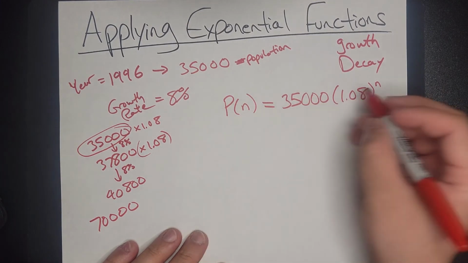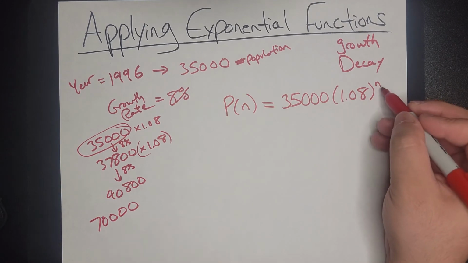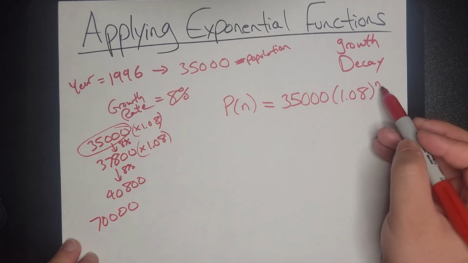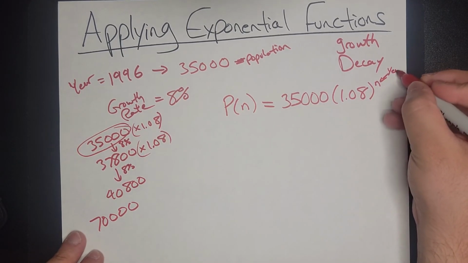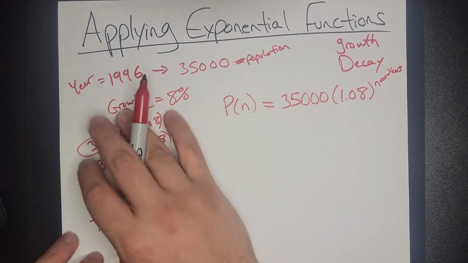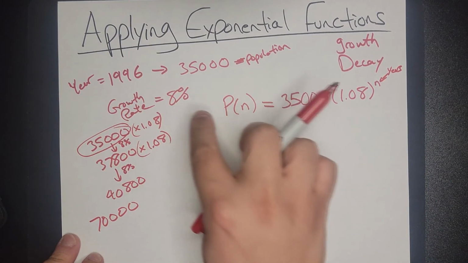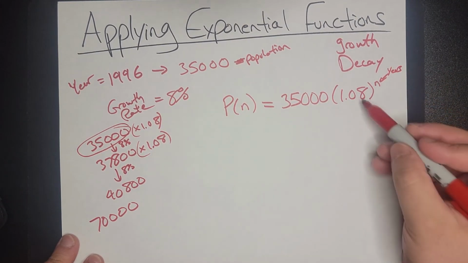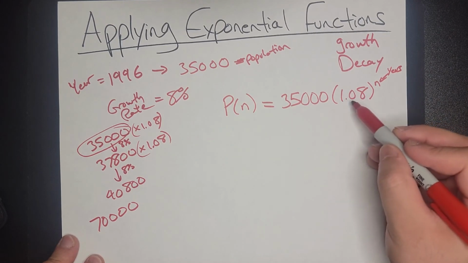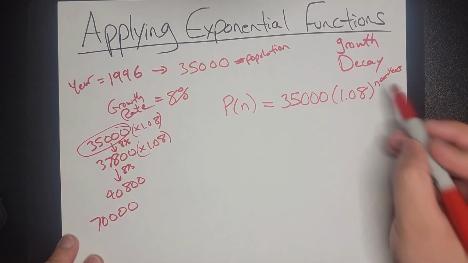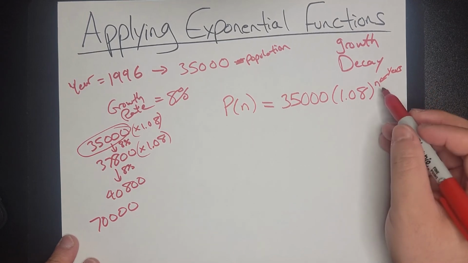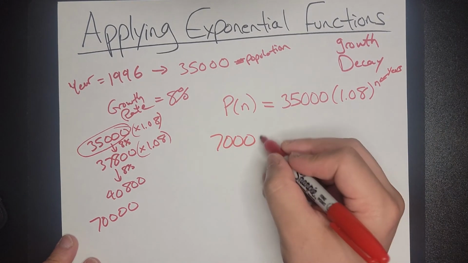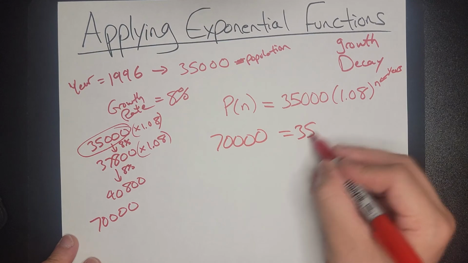That's why in this formula we have n. That's the number of times we have to multiply by 1.08, which in fact means years in this problem, because we started in 1996 and then every year we multiply by 8%. How many years is it going to take if each year is 8%? So we're going to multiply it by 1.08 n number of times, and I need to figure out what that n number of times is. But I know that my population is going to be 70,000.